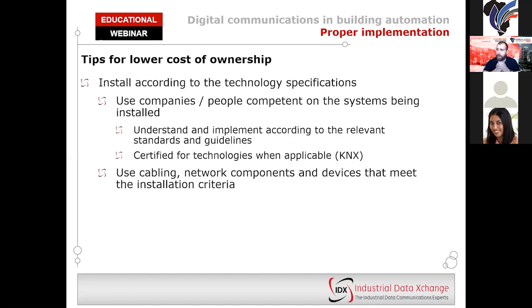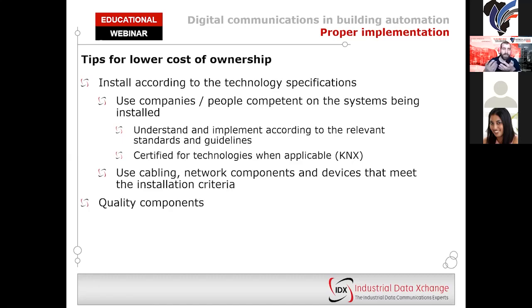Use the cabling, network components, and devices that meet the installation criteria, right, as laid out by the specification. And cabling, I found, is very important, especially when it comes to serial-based systems. Very often, a cable, for example, a KNX type cable, has specific electrical properties that are associated with it that are designed to carry that signal and to carry it optimally. So you can't just use any standard cable just to connect these devices together. You need to use the correct network components.